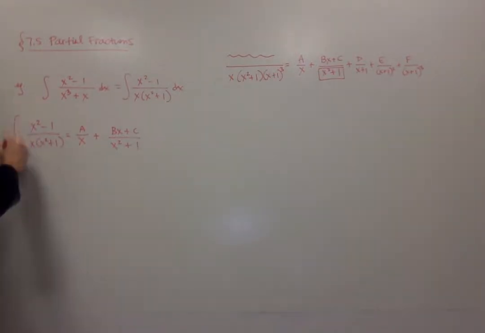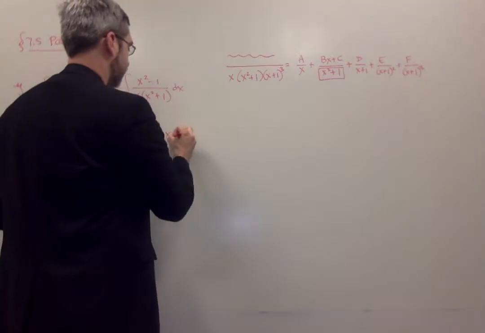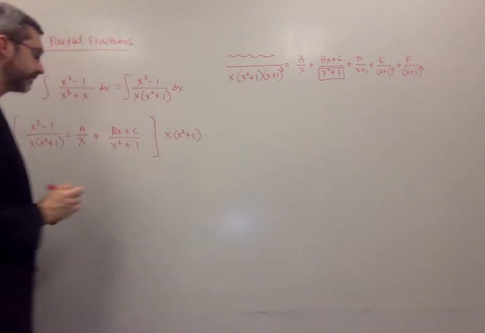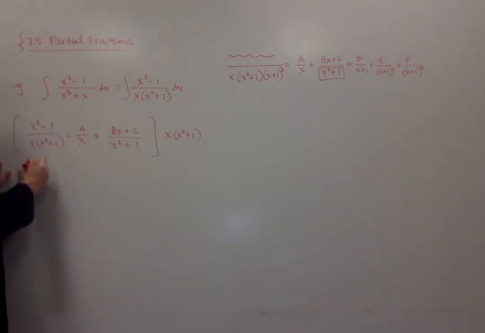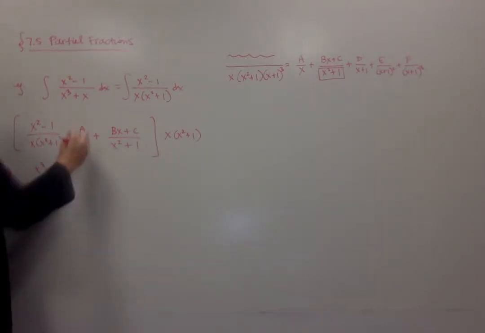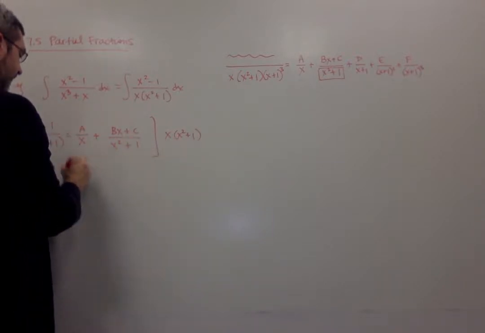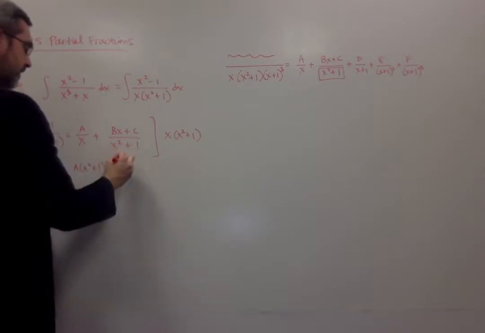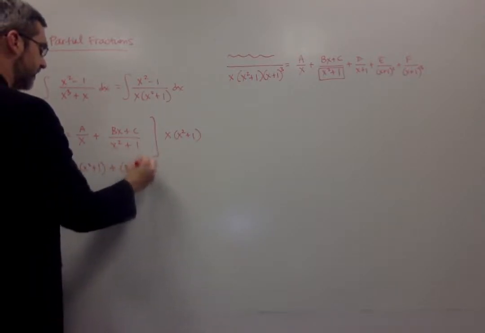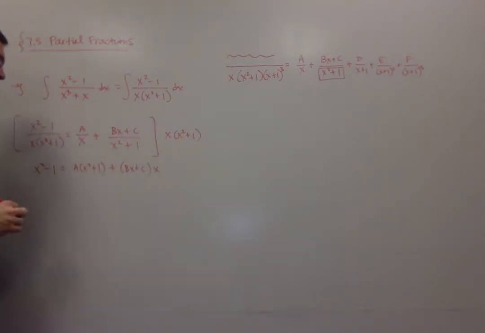So let's, just like we've done in the past, multiply through by the denominator here, x times x squared plus 1. On the left side, the denominator goes away, and I just get x squared minus 1. A over x times this thing, the x's go away, and I'm just going to have x squared plus 1. Bx plus C, the denominator x squared plus 1 goes away, and I'm just left with x.